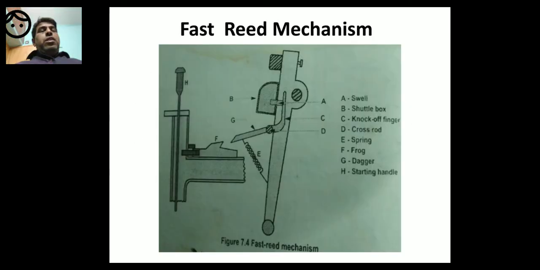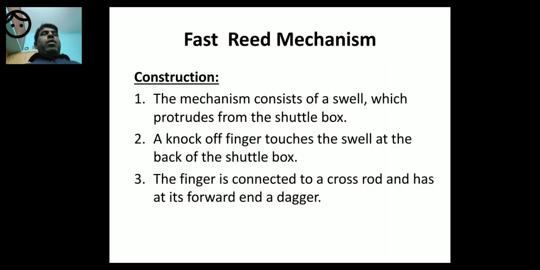So dear students, now you can see the shuttle box, swell, knockoff finger, cross rod, spring, frog and dagger, and starting handle. Now I will explain the construction and working. Once you have seen the video, it will be very easy to understand.